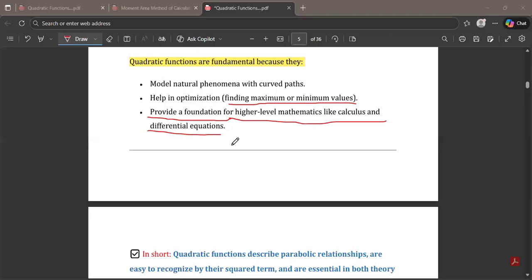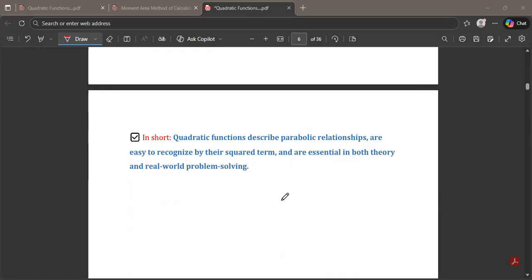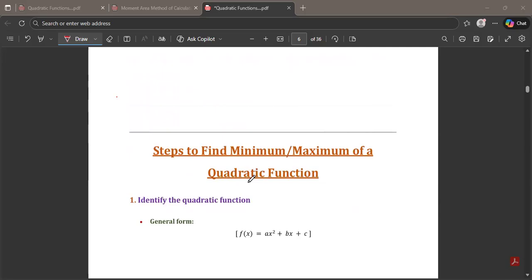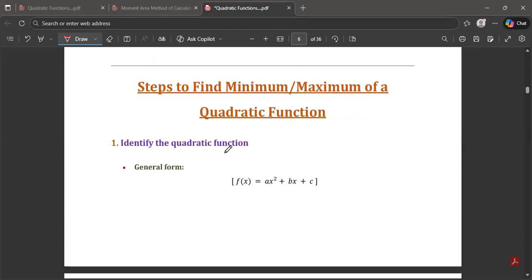All right. So we said that in short, quadratic functions describe parabolic relationships and are easy to recognize by their squared term, and are essential in both theory and real world problem solving. Okay. In this section, we want to look at the steps to find the maximum and minimum of a quadratic function.